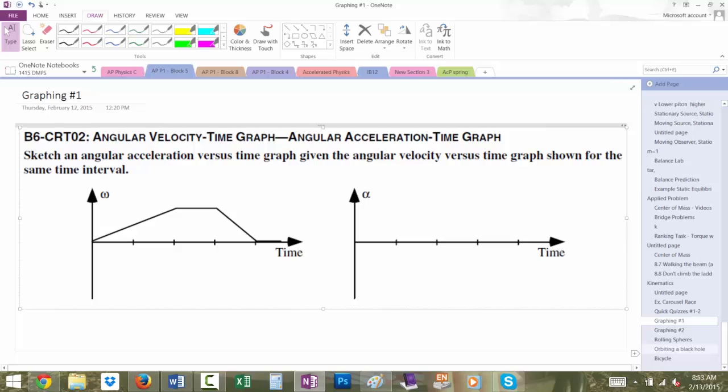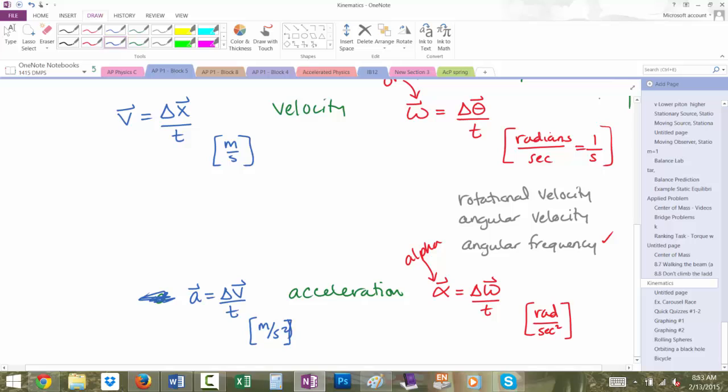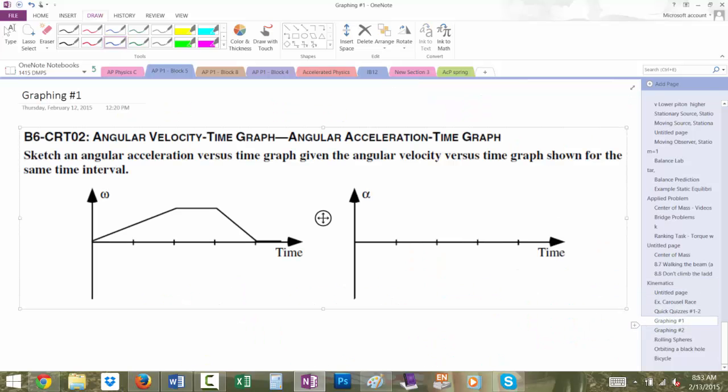On the same page, it looks like we're getting this, right? The same process happens if we look at the definition for alpha. Alpha is change in omega over t, right? Slope. It's just slope. So the value of the slope is going to give you the value of the alpha. We've got a positive slope here for 2 seconds. And then it's a 0 slope. And then it's a negative slope for 1 second or 1 unit of time. And then it's back to 0.